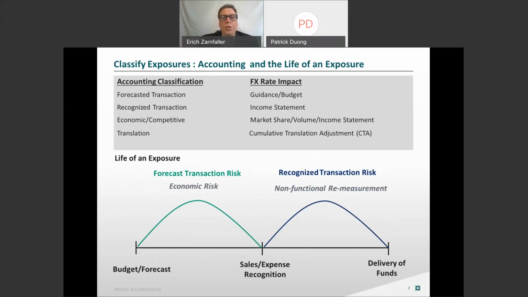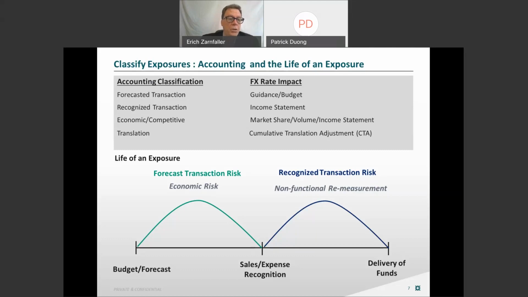The top section of the page is a list of the 3 broad accounting classifications of exposures and where the FX impact will be recorded. The accounting classifications can also be used to broadly define the company's exposures when writing a policy. First, transaction exposures. This classification has 2 sub-definitions. Forecasted transactions, which will not be on the financial statements, and the FX risk impact can appear as a variance from budget or guidance. Then recognized transactions, which are recorded on the financial statements, the balance sheet, and which will directly impact the income statement.